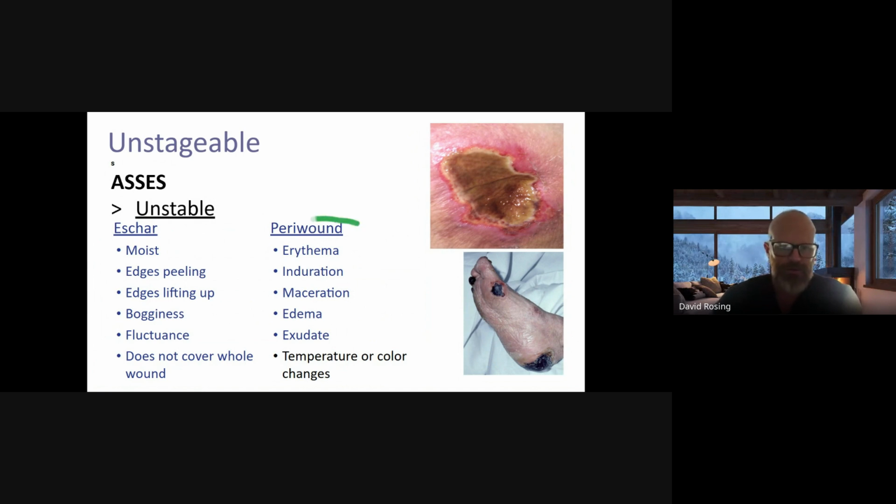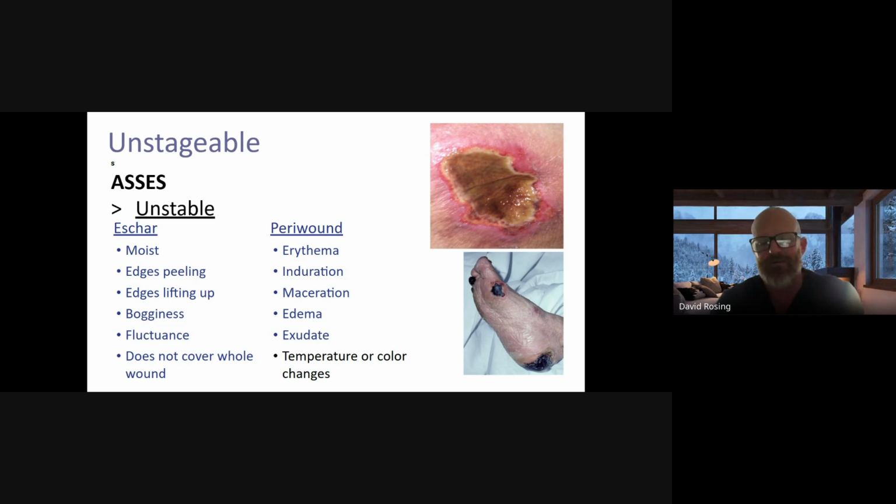The peri-wound, or the area around the wound, will be erythematous, there'll be induration, maceration, edema, exudate, temperature. The patient may have fever. It may just be warm to the touch. So you have to make that judgment. Sometimes eschars aren't quite so clear. They're right in the middle of being unstable and stable, and you're kind of like, I'm not really sure if I should remove this quite yet.